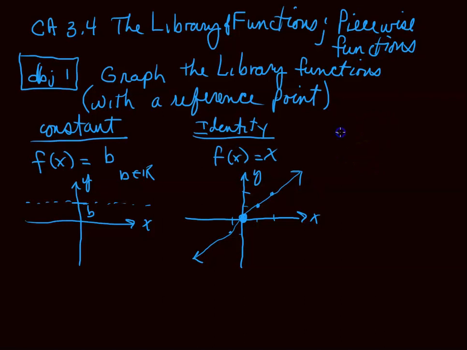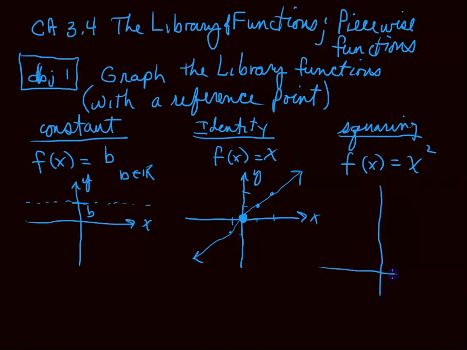Next, the squaring function. F of x equals x squared. This one we're used to. It's our favorite parabola. It goes down, hits the origin, comes back up. The reference point is that origin at 0, 0. Y equals x squared.